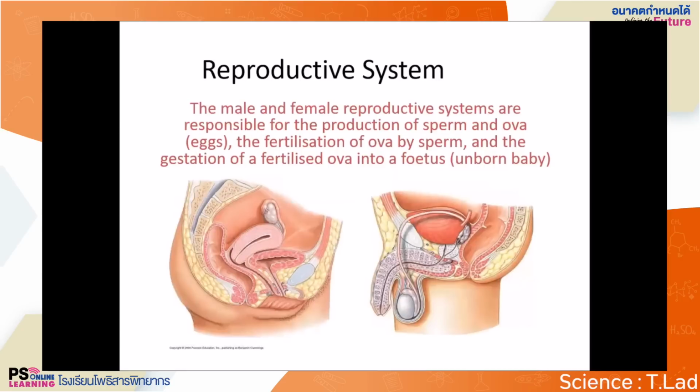Next, the reproductive system. So the male and the female reproductive system. The main organ of the reproductive system for male are the testes or testicles and ovaries for female, because these organs produce gametes or sex cells. So sperm cells and ovum.